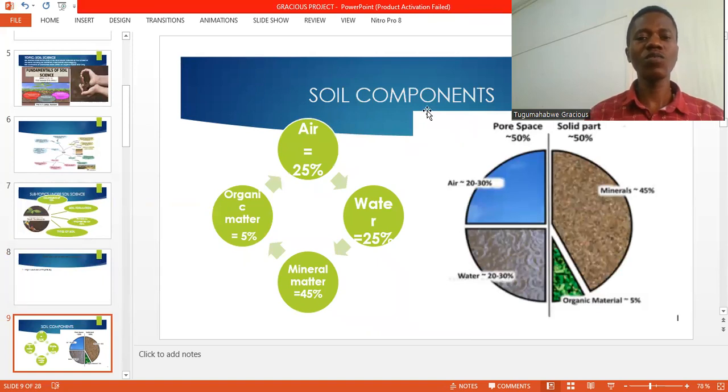I am starting with soil components as a subtopic. It shows some soil components, and this is a mind map showing the variation in the percentage content of the components within the soil. You have air, organic matter, and everything. And then there is a second graphic. I can bring it during explanation, explaining how these soil components can be measured within the soil.